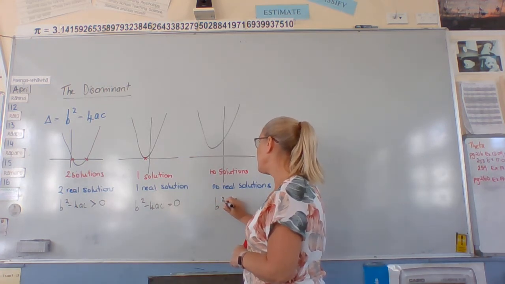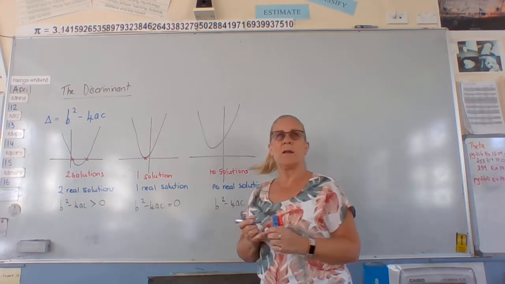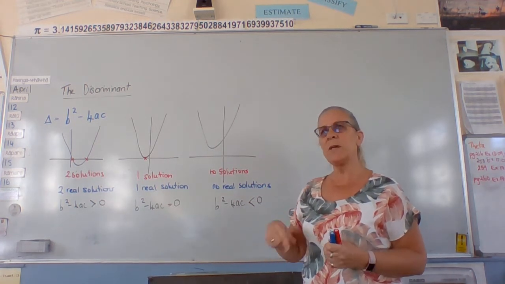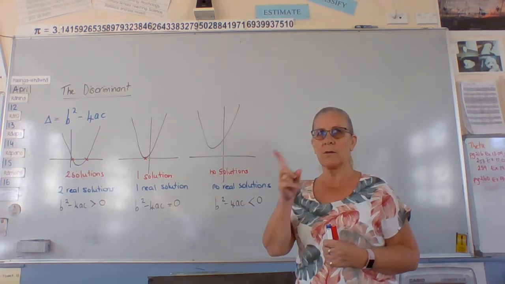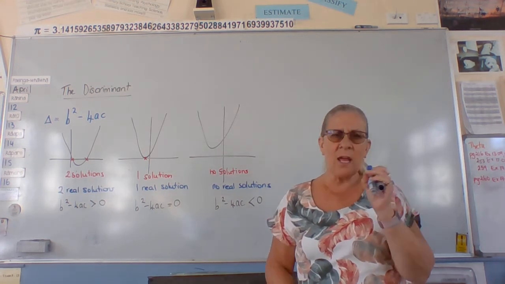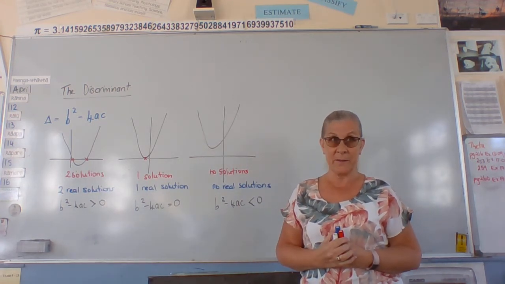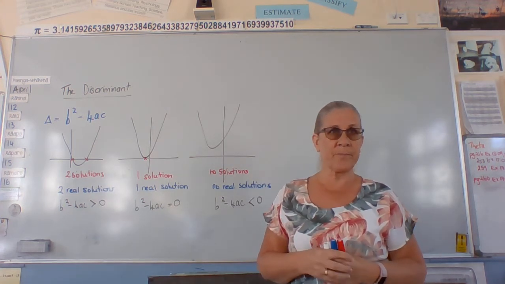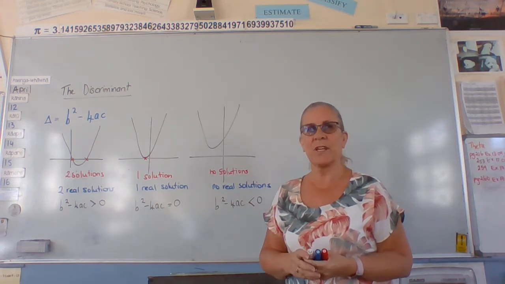So this one, b squared minus 4ac is less than 0. So if b squared minus 4ac is less than 0, we've got a what? A negative number. Okay, so a negative under a square root sign, Amy, means what? A negative under a square root sign. Yep. Doesn't work on the calculator.